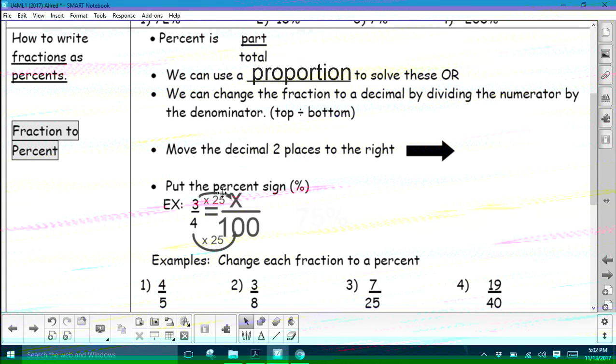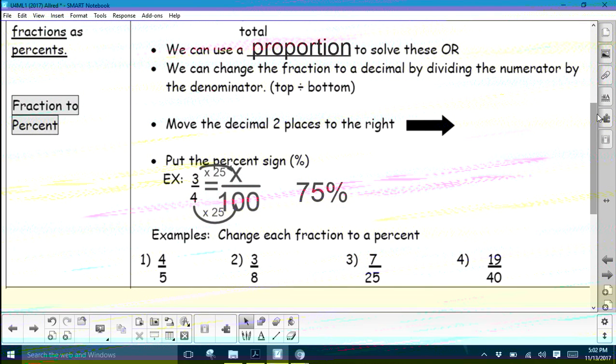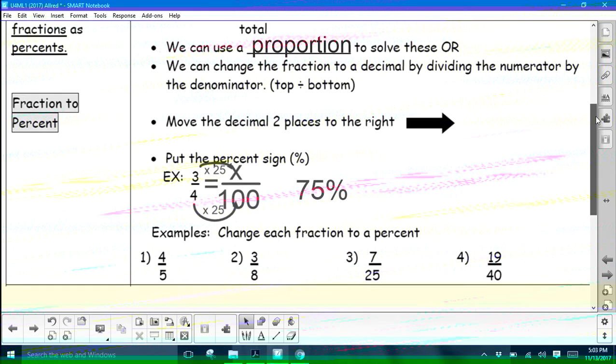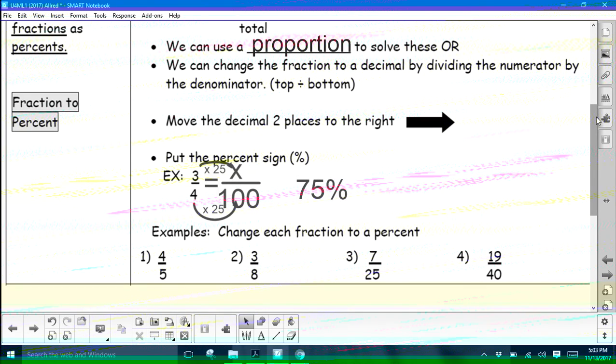I know that 4 actually goes into 100 25 times. If I do 3 times 25, I get 75. 3/4 is like 75%. Okay? You can always write these fractions as ratios instead of them equal to another proportion that says x over 100. Or you can change it to a decimal by dividing the top by the bottom and then move the decimal 2 places to the right.